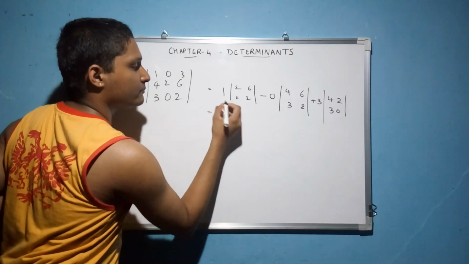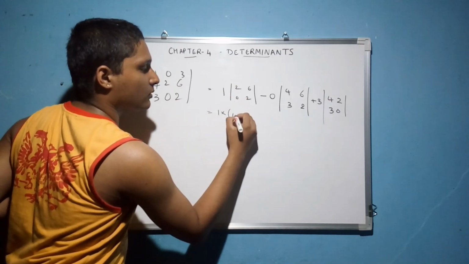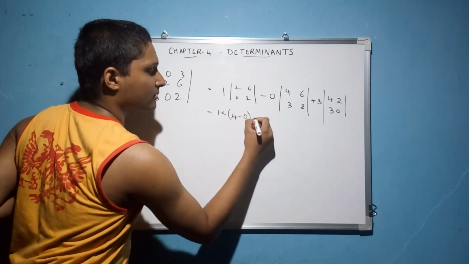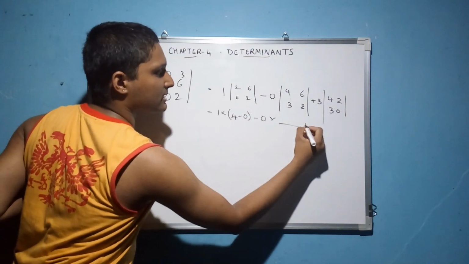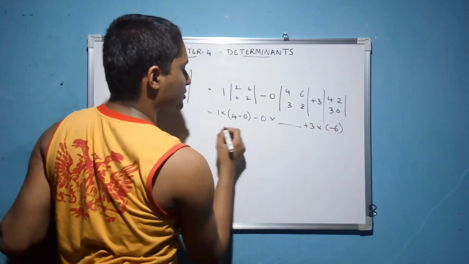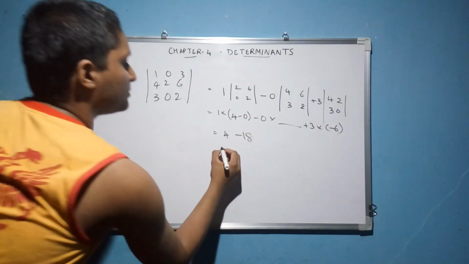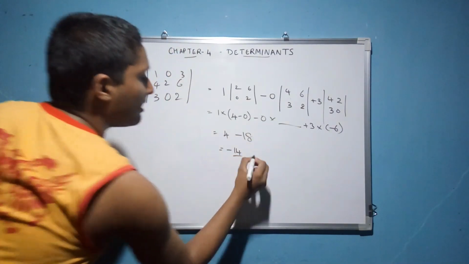So it is going to be 1 into 2 into 2, which is 4, minus 0 into something, plus 3 into minus 6. Okay, it is going to be 4 minus 18. It is going to be minus 14 as the answer.